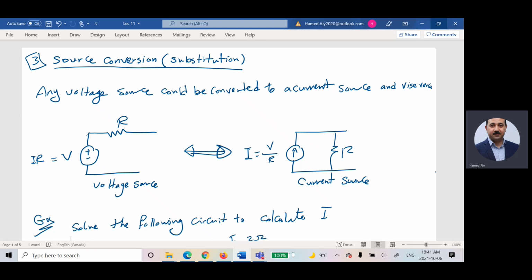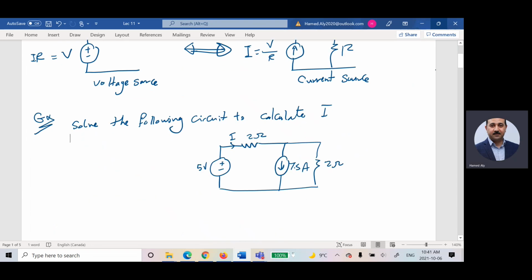Let us see a problem related to that. Solve the following circuit to calculate the current. The circuit is like this one: I have 5 volts, I have 2 ohms, I have 7.5 amperes, and I have 2 ohms. I would like to solve this circuit. Which method could I use? I could use different methods. Can I use mesh? Can I use the mesh method? Yes. How many loops do I have? But do I need those two, or can I use only one?